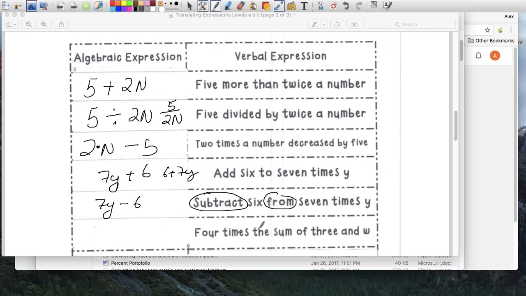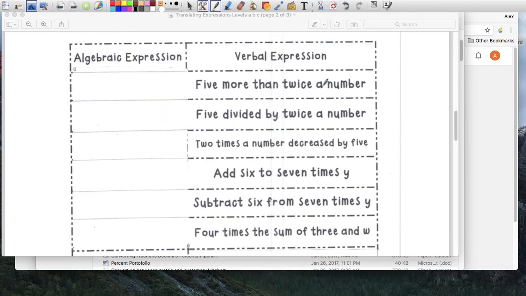Okay. 4 times the sum of 3 and w. 3 plus w, sum. Now, if you leave it like this, this actually says 4 times 3 and then plus w, which is not what we want. We want to add these two and then multiply by 4. That's why we need the parentheses to protect the addition.